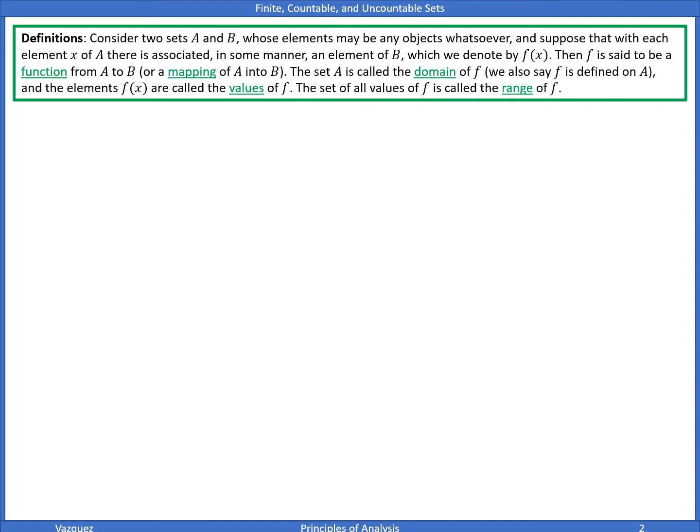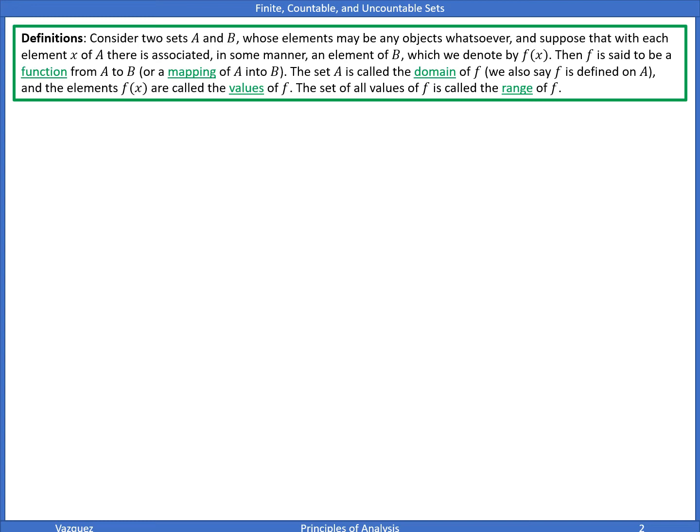Consider two sets A and B, whose elements may be any objects whatsoever. And suppose that with each element x of A, there is associated in some manner an element of B, which we denote by f of x. Then f is said to be a function from A to B, or a mapping of A into B. The set A is called the domain of f. We also say that f is defined on A. And the elements f of x are called the values of f. The set of all values of f is called the range of f.